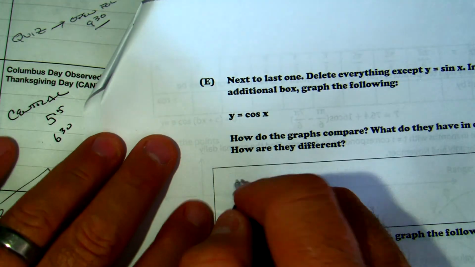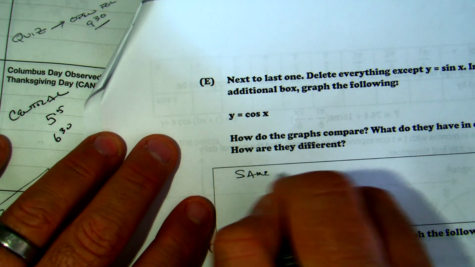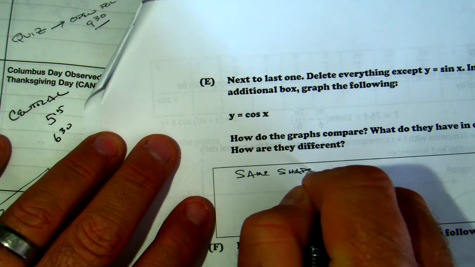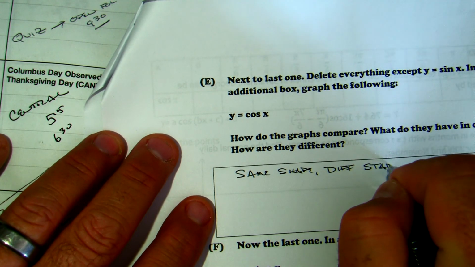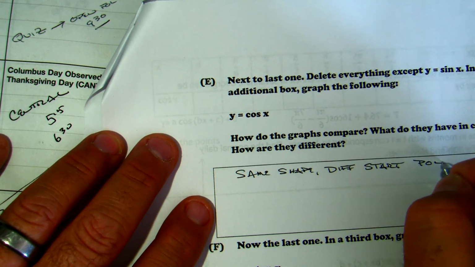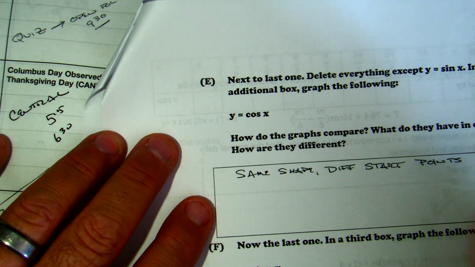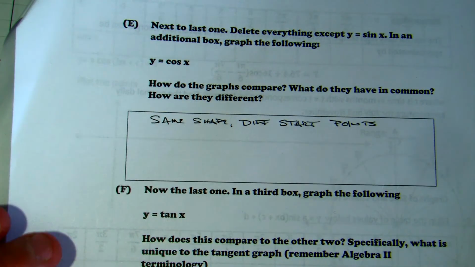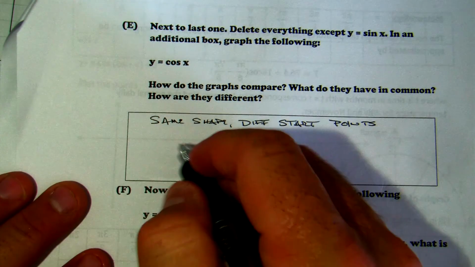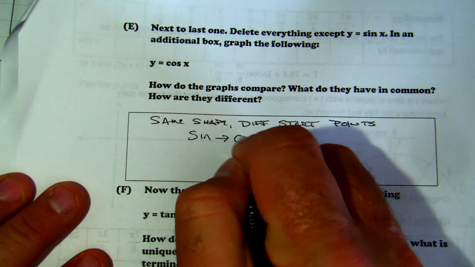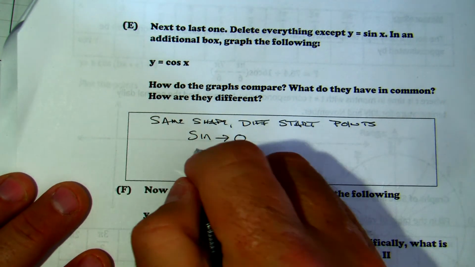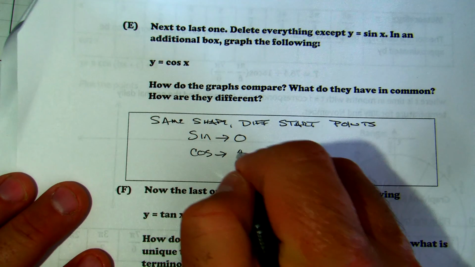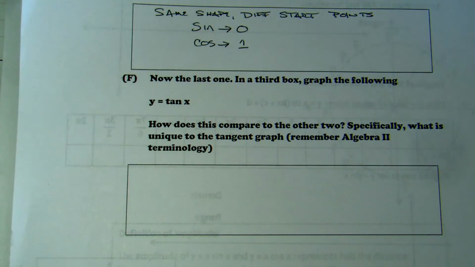So how do they compare? They're the same shape, different starting points. Sine tends to start at 0 unless there's an amplitude or a vertical shift. Cosine, when there's nothing else going on, starts at 1. And now the last one, tangent x.